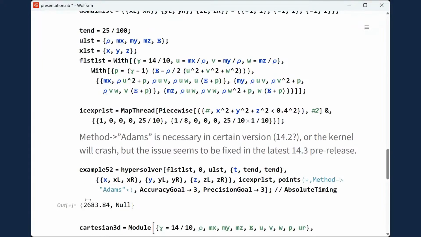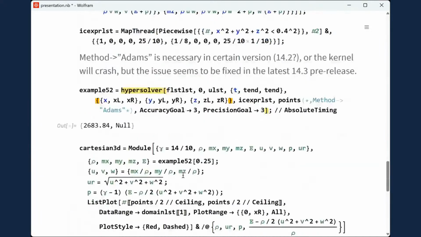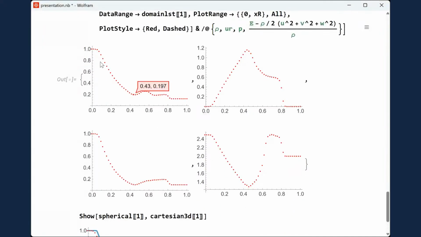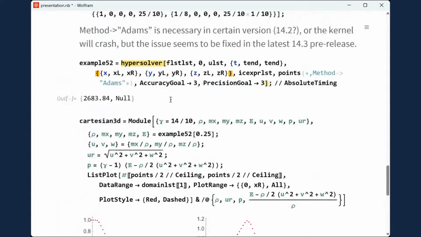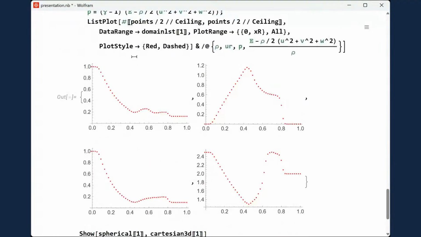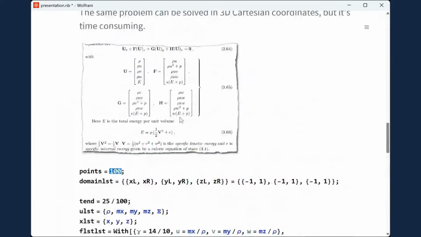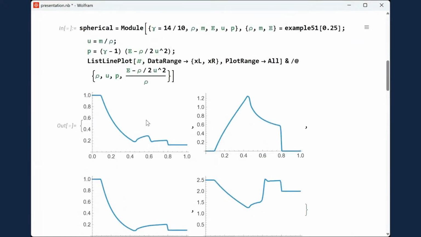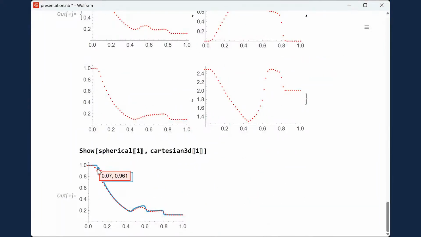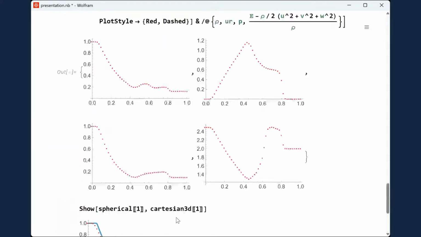it becomes very demanding. We need to handle it as a 3-dimensional problem, and the result, because we are using only 100 points, you can see it's not as sharp as the essentially one-dimensional one. So when compared, you can see some small disagreements.